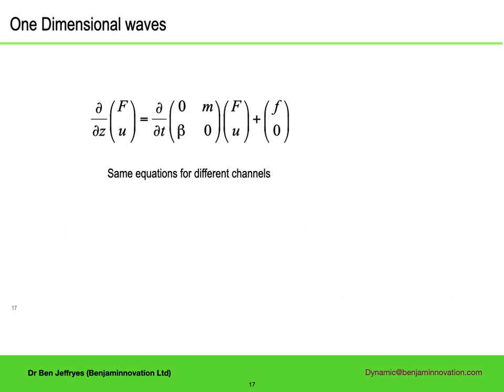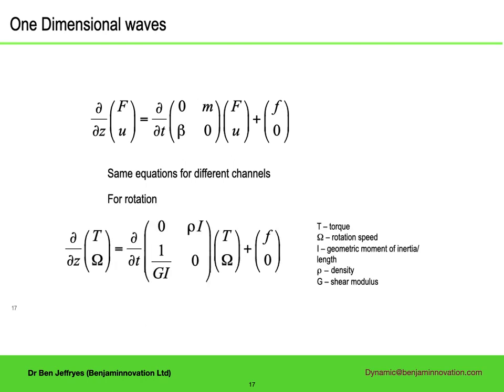What describes the waves going up and down is a pair of simple equations that link the time derivative and the spatial gradient of a local stress and a local velocity. It's the same equation for axial waves, acoustic waves, and rotational waves, just different variables. For rotational waves, the stress term is the torque, the velocity term is the rotation speed.